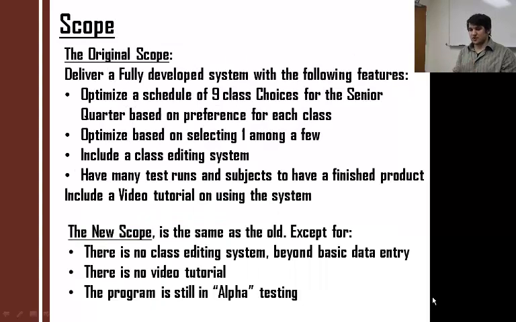So the scope has been reduced quite a bit over the past 10 weeks, because when I began, I was both idealistic and ambitious in creating a perfect program to give to the school as my giving back, sort of. So the original scope went something like this. I wanted to deliver a fully developed system with the following features. I wanted to allow for 9 class choices for the seniors to choose from, so they could have 9 classes and put a preference for each one.